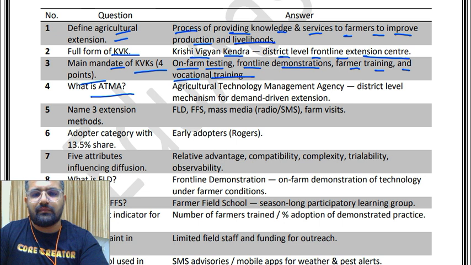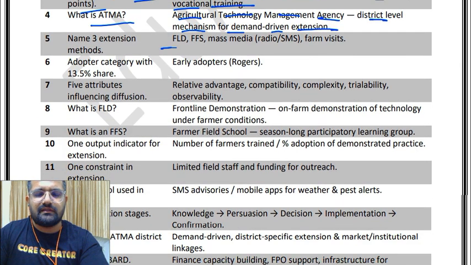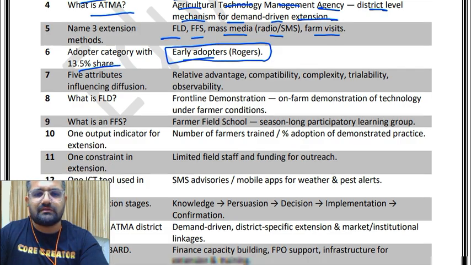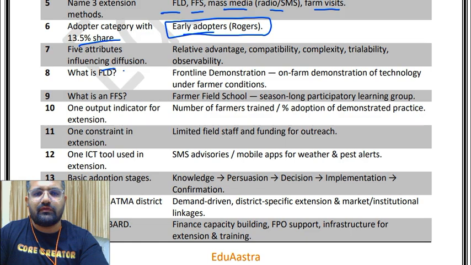What is ATMA? Agriculture Technology Management Agency, district level mechanism for demand driven extension. Name 3 extension methods: FLD, FFS, mass media, that is radio, SMS, farm visits. Adopter category with 13.5 share, we saw just now in the question as well: early adopters, Rogers. Five attributes influencing diffusion: relative advantage, compatibility, complexity, trialability and observability.